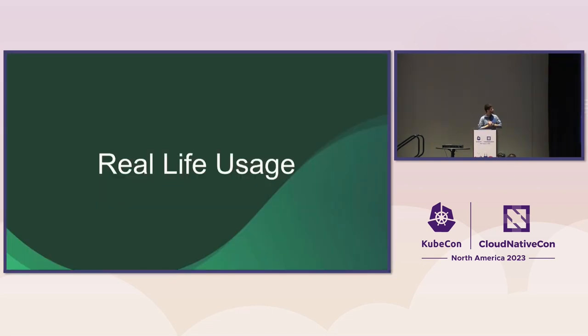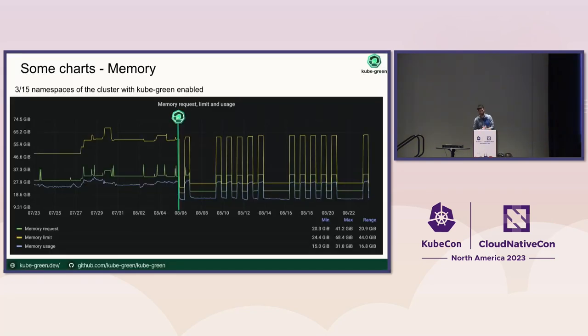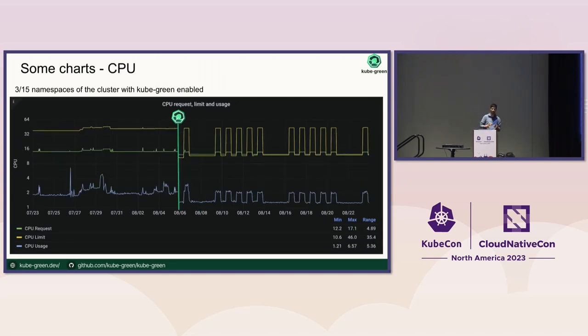Okay, so let's now see some real life usage. We have some charts. This is a cluster of 15 namespaces, and three of them have Kube-Green installed. We can see that there are five peaks that are the working days and five slopes that are the nights, and a larger slope, which is the weekend. And we can see the reduction both of memory usage and of memory request inside the cluster. The same is true for the CPU. The reduction of the request of CPU is a reduction of the allocation of resources inside our cluster.